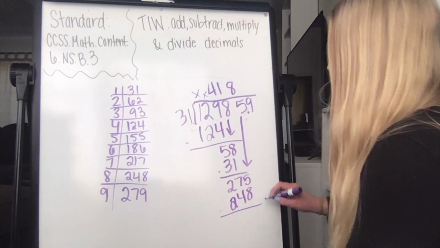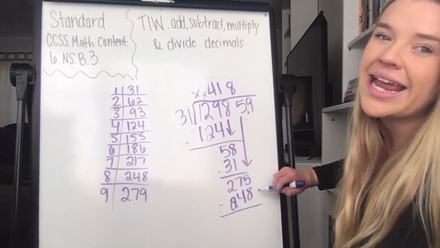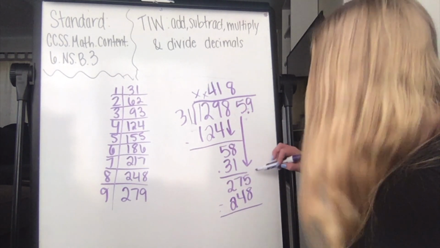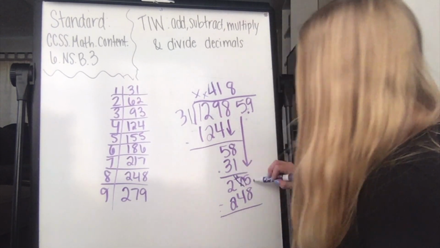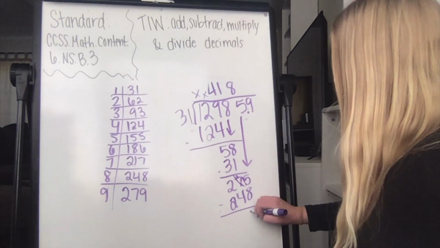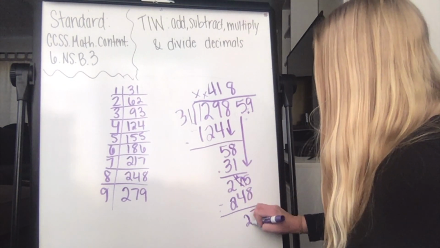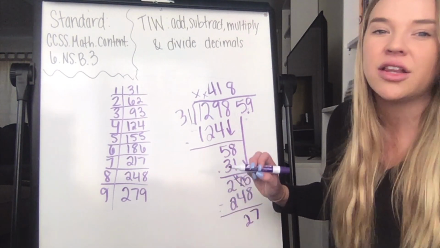And here's my subtraction skills coming in, right? 5 minus 8, I can't do that. I've got to borrow from somebody else. So I'm going to borrow from the 7. The 7 becomes a 6. Now that has 15. 15 minus 8 is 7. 6 minus 4 is 2. 2 minus 2 is nothing, so I'm going to leave that alone.